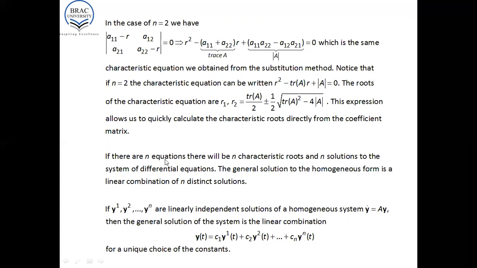Now, if there are n equations, there will be n characteristic roots and n solutions to the system of differential equations. The general solution to the homogeneous form is a linear combination of n distinct solutions. If y1, y2 up to yn are linearly independent solutions of a homogeneous system, y dot is equal to Ay, then the general solution of the system is the linear combination y of t is equal to c1 y1 plus c2 y2 plus all the way up to cn yn, for a unique choice of the constants. So c1, c2, and cn will be unique constants.